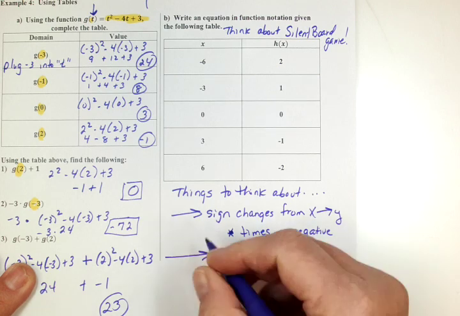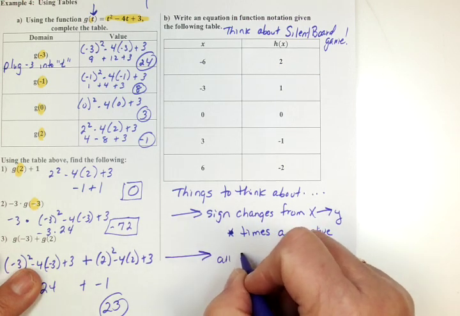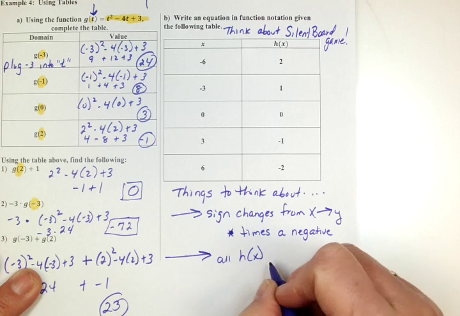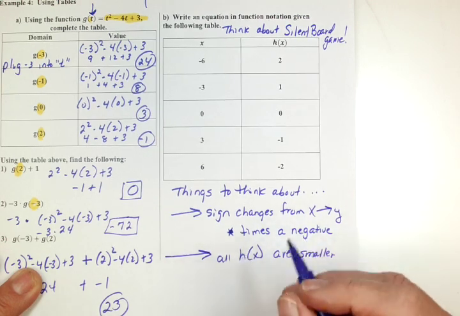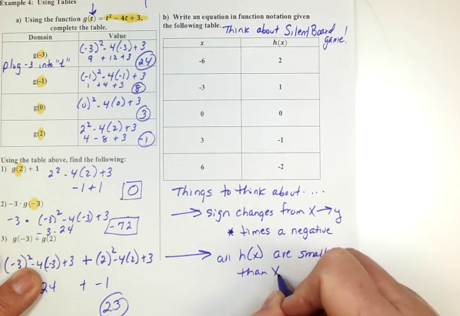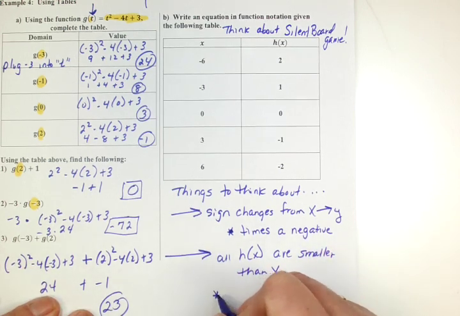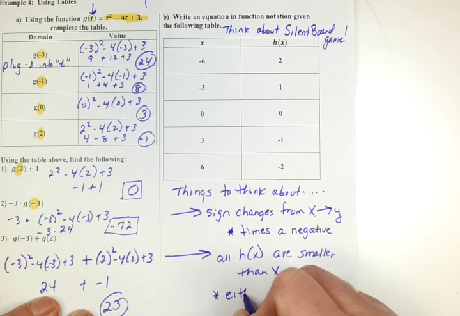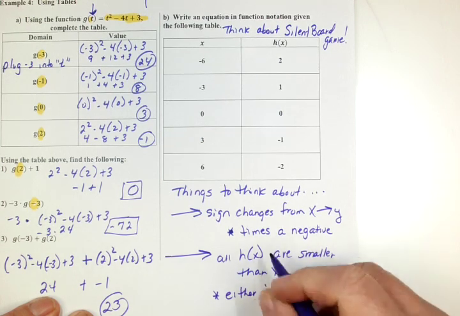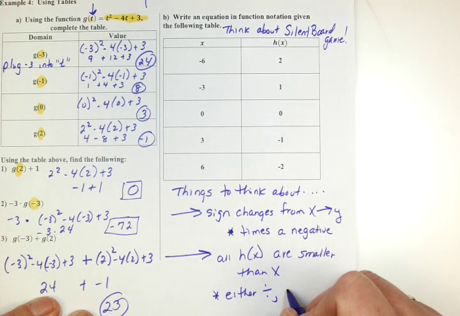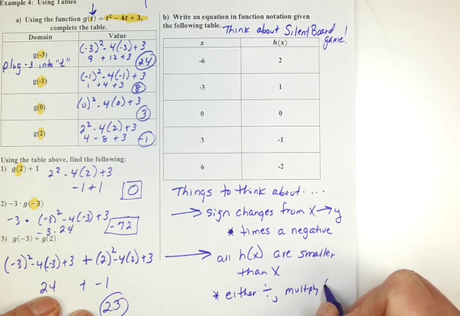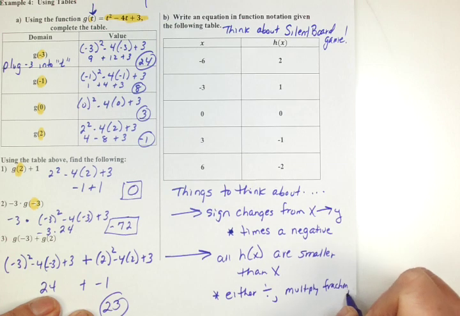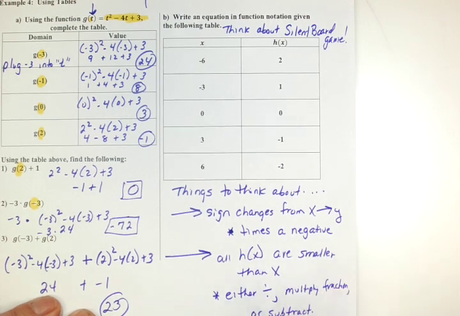The next thing to look at, if all the h of x are smaller than x, then you're either going to divide, multiply the fraction, or subtract.